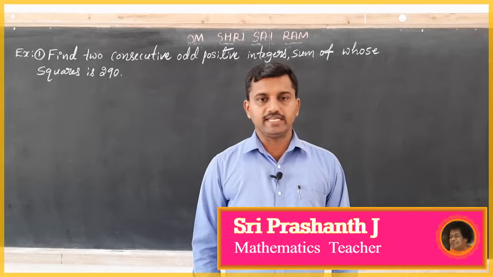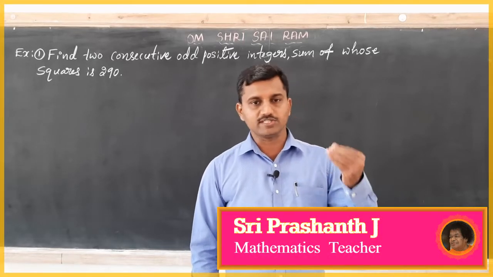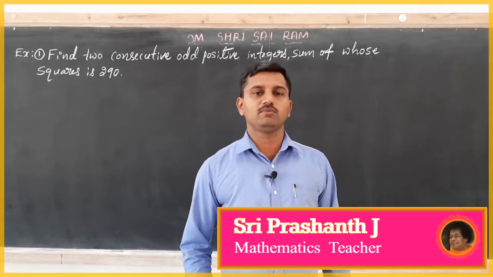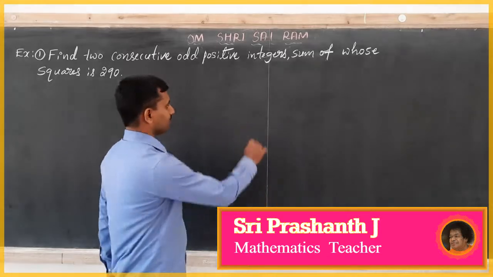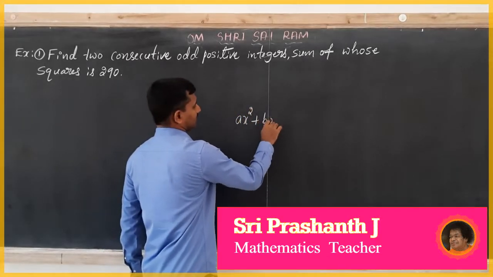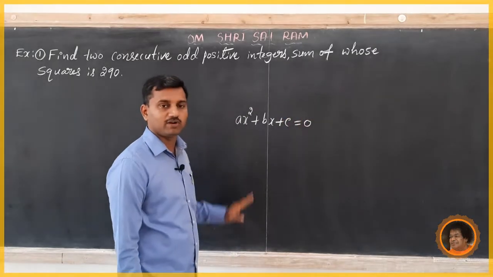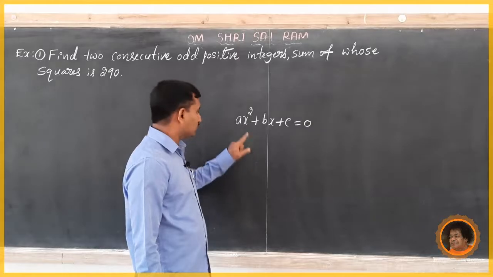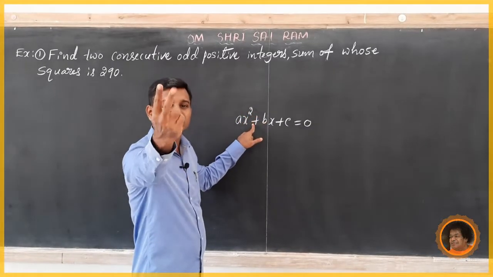Dear students, in the previous session we discussed the solutions of the quadratic equation. Just recall the general form of the quadratic equation. What is the general form? ax square plus bx plus c equal to 0. Here the highest power is 2, so it has 2 roots.